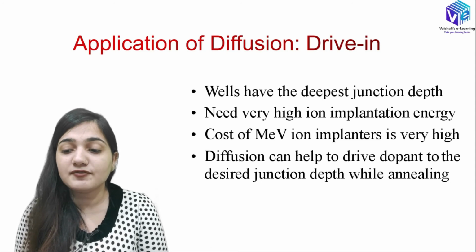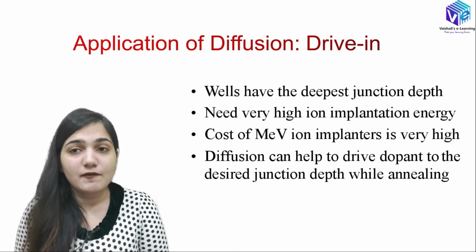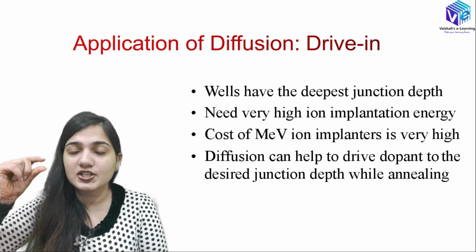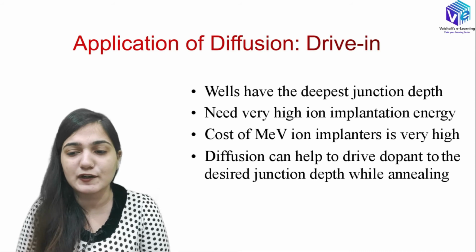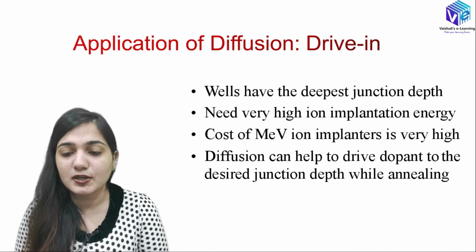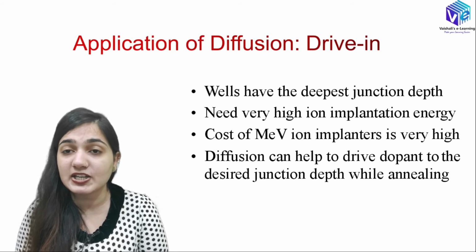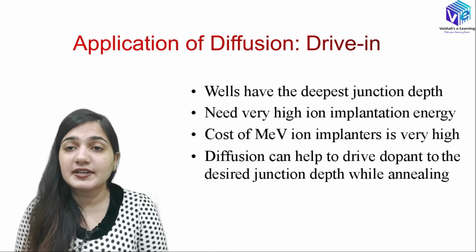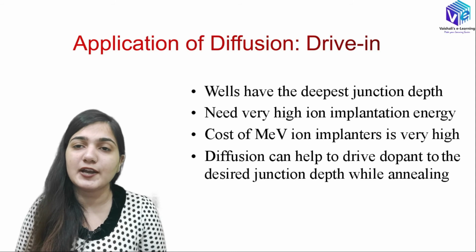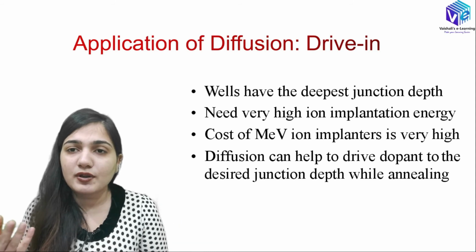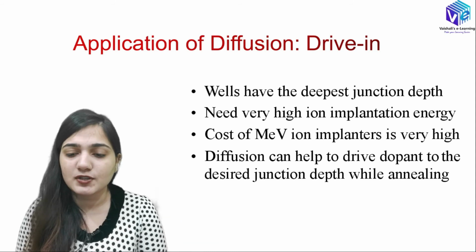So we will have the deepest junction depth. We cannot have very small junctions with the help of the diffusion process. So whenever I want deep junctions, I can use the diffusion process. It requires very high ion implantation energy. So very high energy is lost if I am using ion implantation. On the other hand, diffusion can do it very easily. So if I have deep junctions, I can use diffusion.